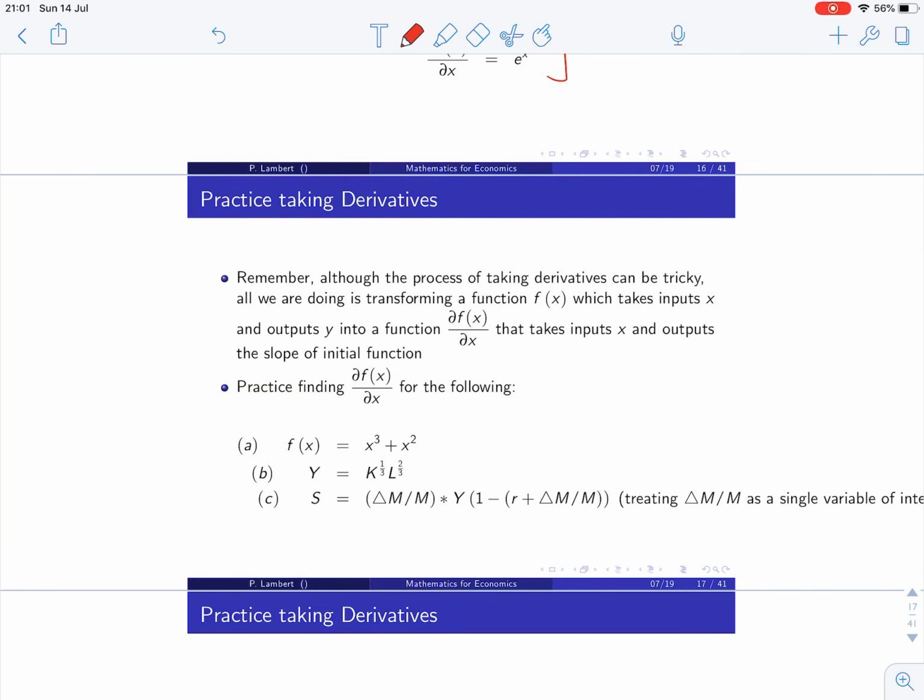Here are some functions to have some practice on. Most of these come from the course material. Let's do this one, because that comes up a lot. Let's imagine we're trying to find the marginal product of capital. This is, of course, a production function with capital and labour as the input variables.